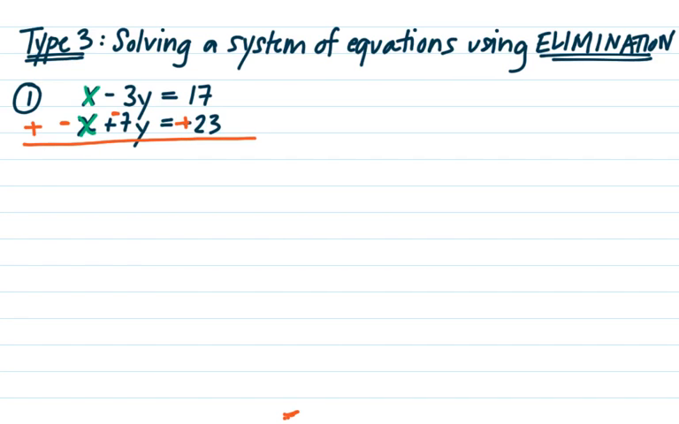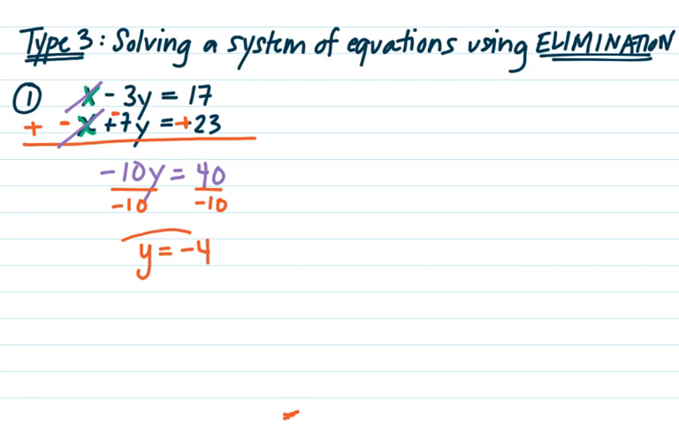X plus minus x cancels out and it's removed. Minus 3y plus a minus 7y is minus 10y. And then 17 plus 23 is 40. Now this is a very easy equation to solve. Just divide by minus 10, divide by minus 10, and we get that y equals minus 4.